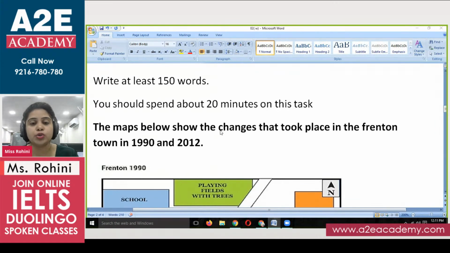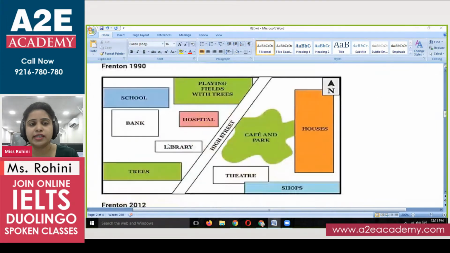Okay, the map below shows the changes that took place in Frinton town in 1990 and 2012. So basically, this map gives you the information about the changes that have taken place in Frinton town, in 1990 and 2012. Okay, so let's see the changes. Firstly, in Frinton 1990, this is the map that shows you the differences with 2012 Frinton town. So first, let's look at what the changes are in 1990.